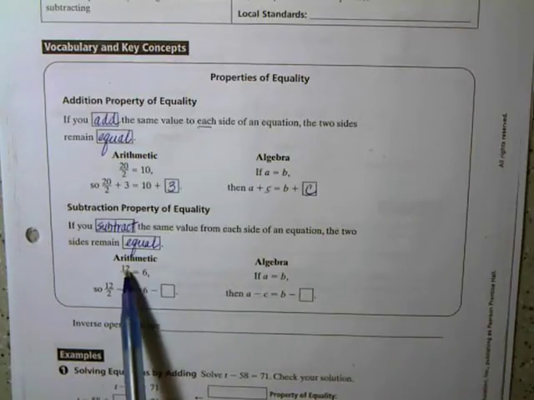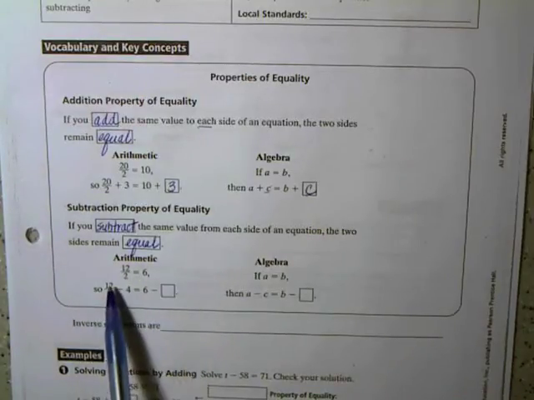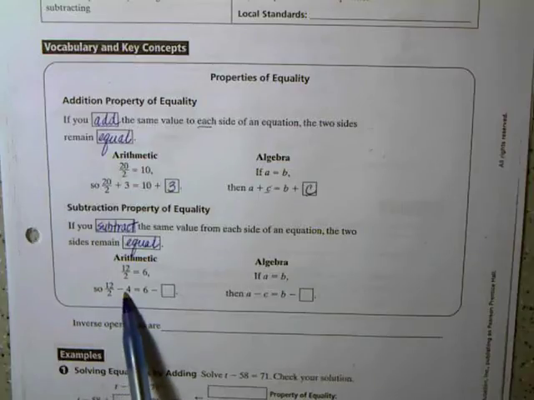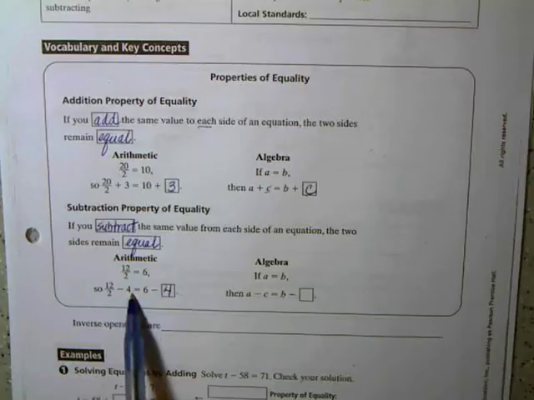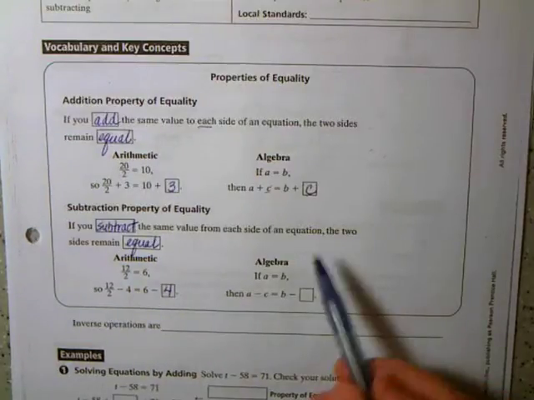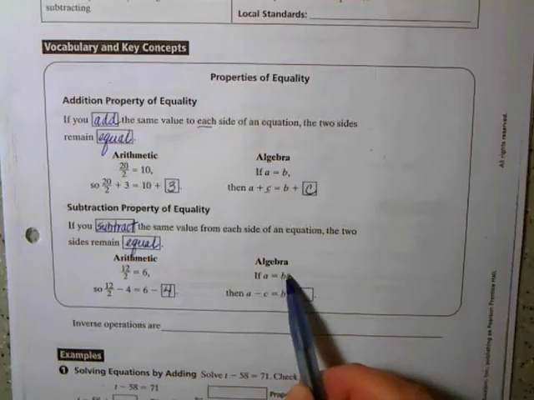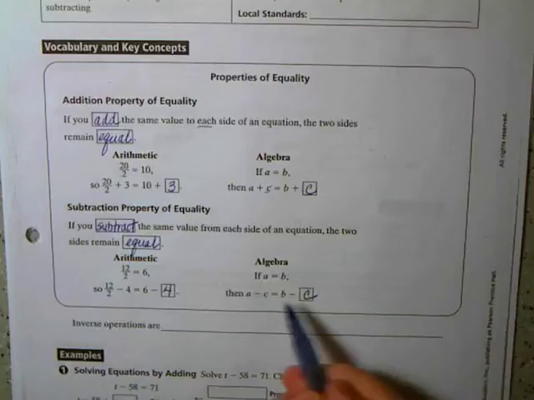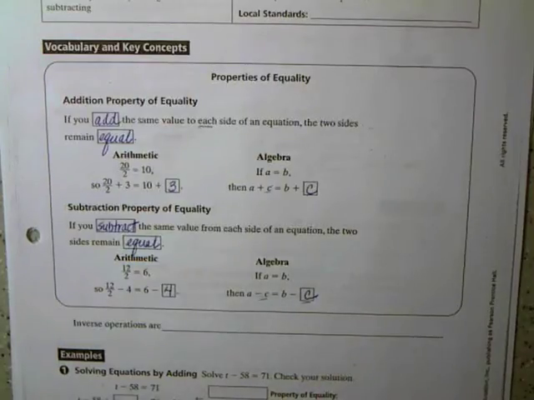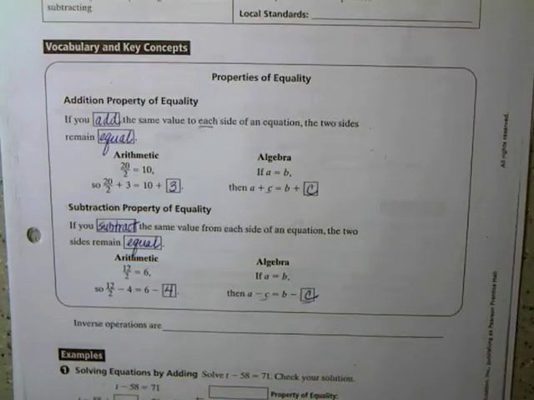Again, arithmetically, we see 12 divided by 2 equals 6. So 12 over 2 minus 4 is equal to 6 minus 4. This gives me 6 minus 4, which is 2. 6 minus 4 is 2. I can check it because I have numbers. Algebraically, it might look like if A is equal to B, then A minus C is equal to B minus C, subtracting the same value from each side. Maintains equality.